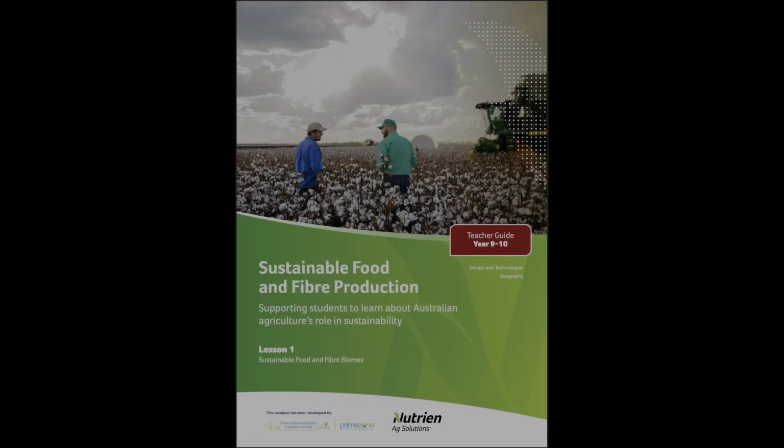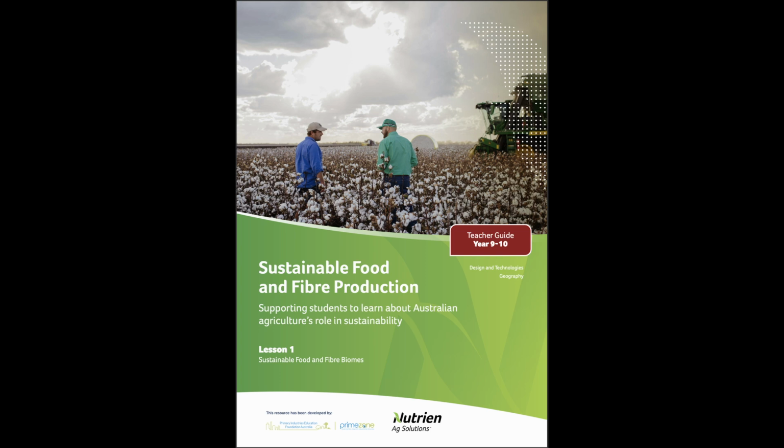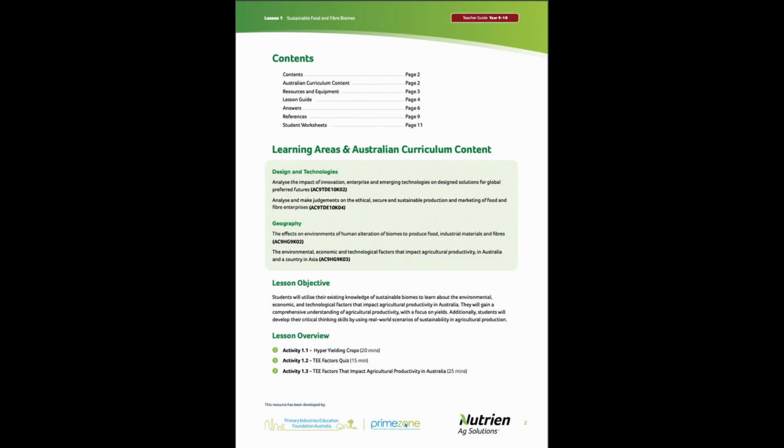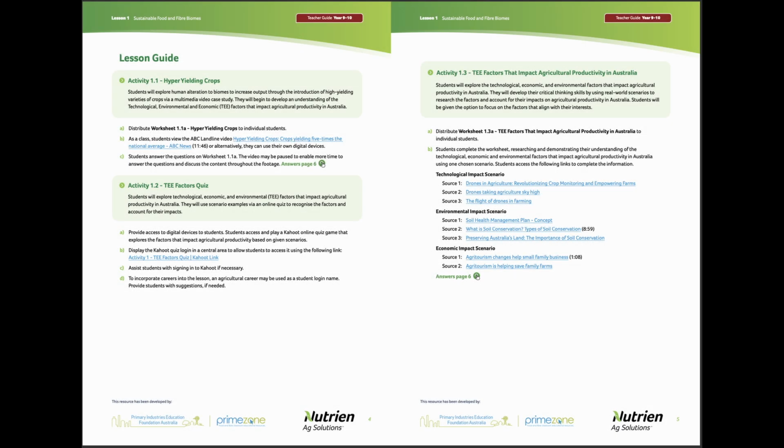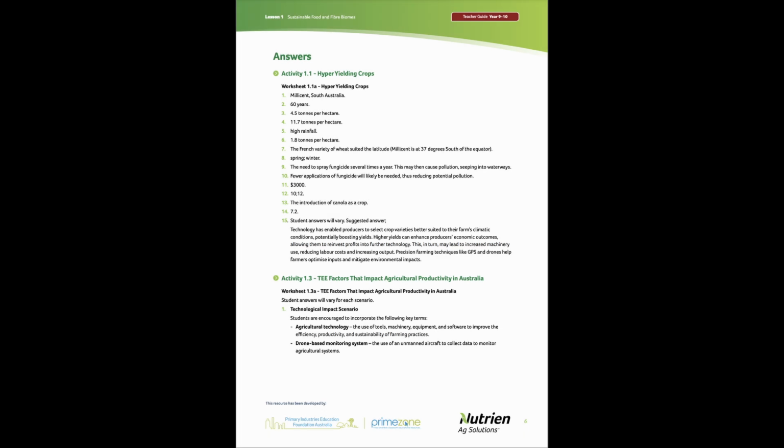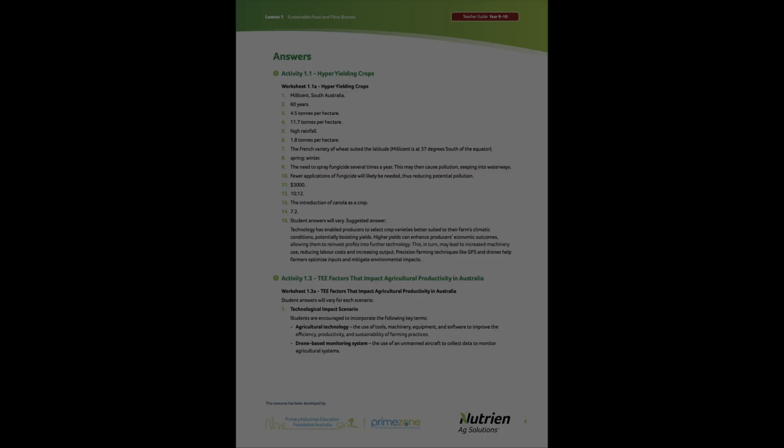The first lesson, Sustainable Food and Fibre Biomes, aligns with the design and technologies and geography learning areas of the Australian curriculum. Each of the resource teacher guides contain Australian curriculum content alignment, estimated activity timings for ease of classroom implementation, detailed resource and equipment lists to assist in planning and preparation, clear step-by-step instructions for the delivery of lesson activities, and answers sections to aid in the marking and assessment of student work.